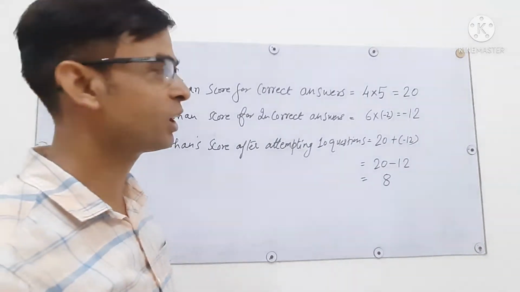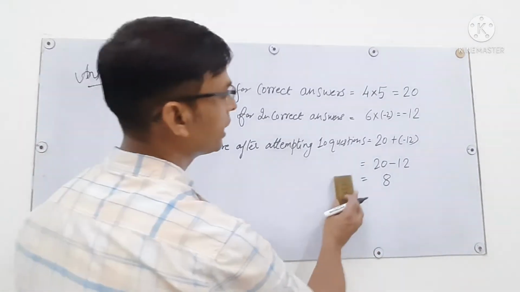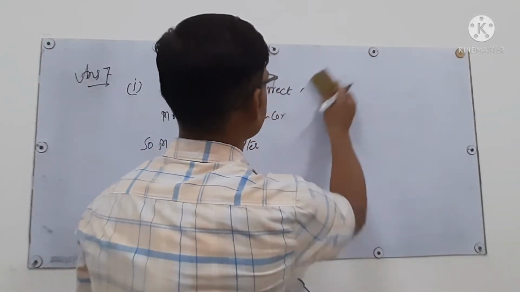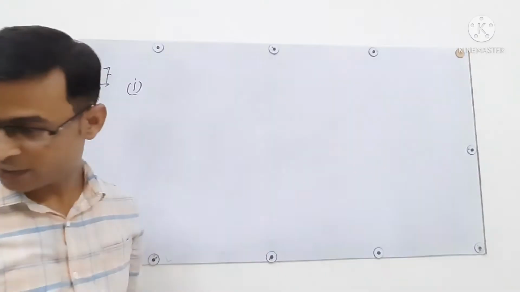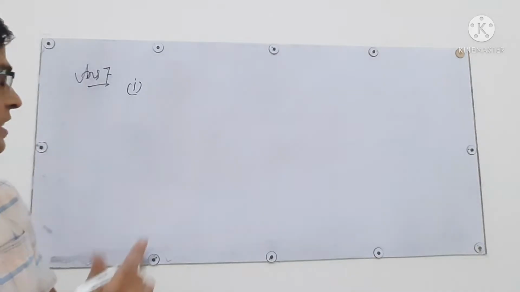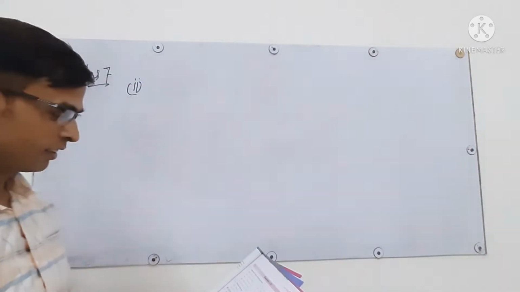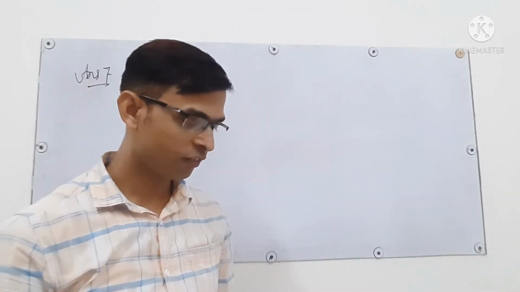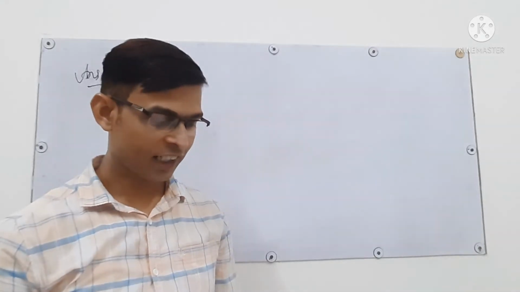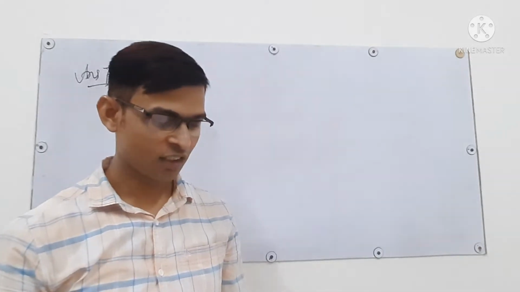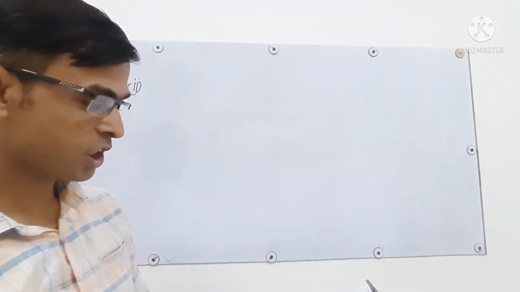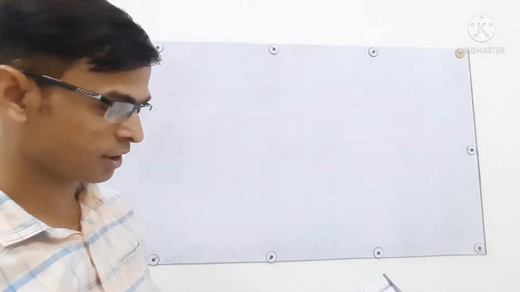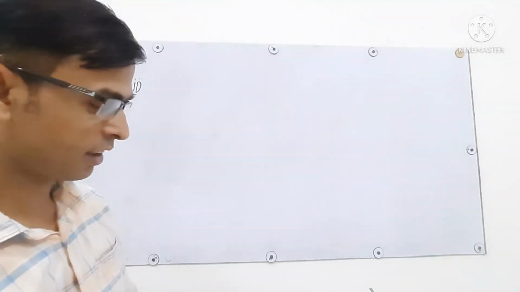Okay students, now I hope you have understood this question, so I am not rubbing it. Now we will do its second part. So what is the second part? In the second part it is given: Reshma gets 5 correct answers and 5 incorrect answers. What is her score? So in this part Reshma has given 5 correct answers and 5 incorrect answers.